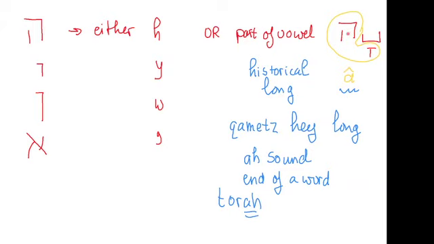Well, in case of the he, you see the kametz he, that's how it's called, kametz he. It is the historically long vowel, and it is the a sound, and most of the times at the end of a word.